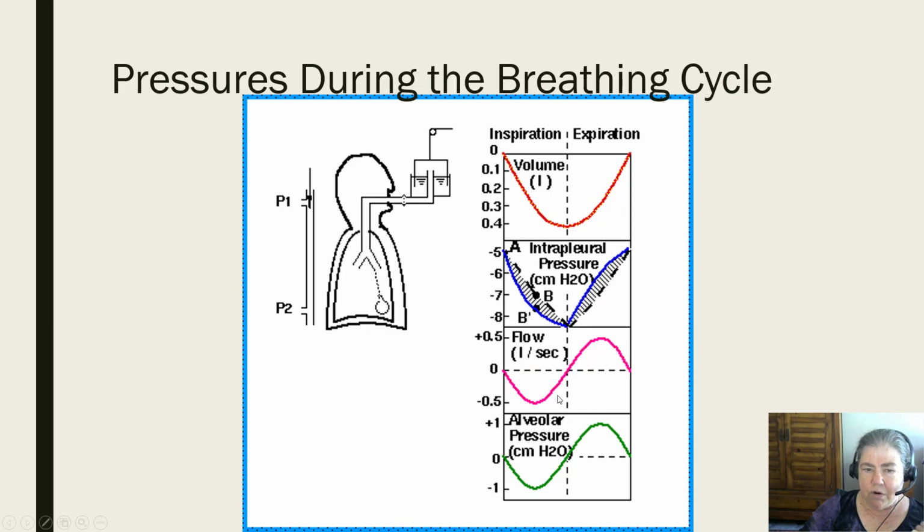You can see that the flow curve in liters per second almost exactly matches the pressure curve, and here we have volume increasing. That doesn't seem right, but that's true, and then decreasing. It's just that they've got that curve upside down, don't they?